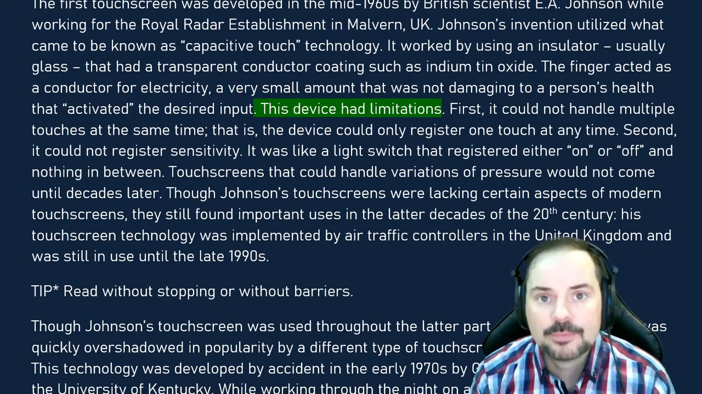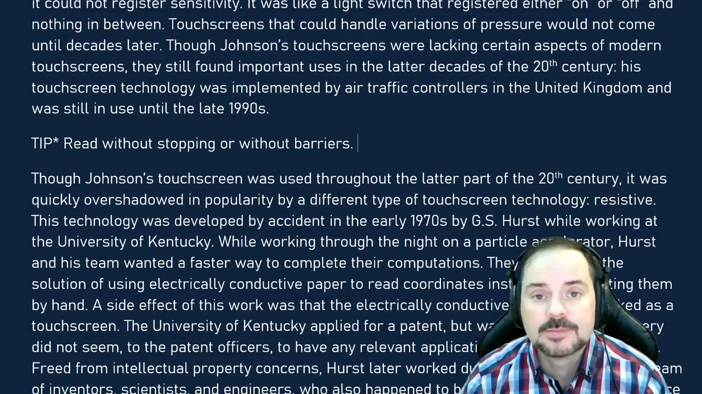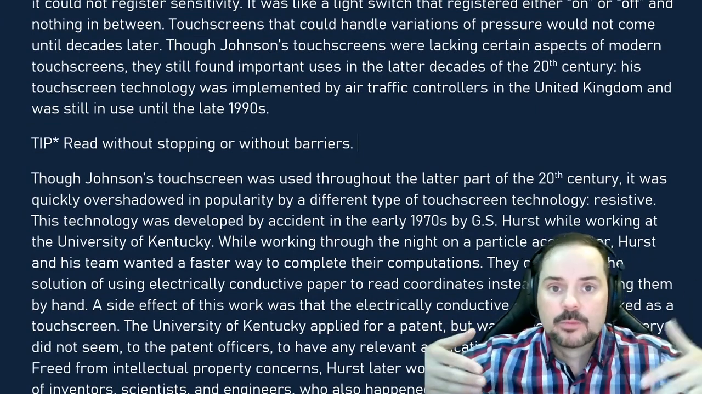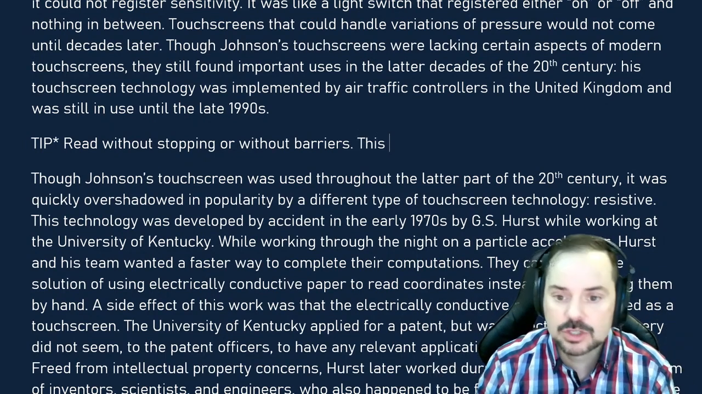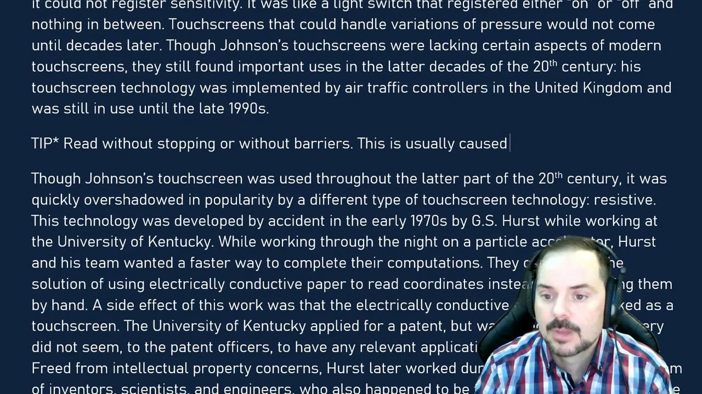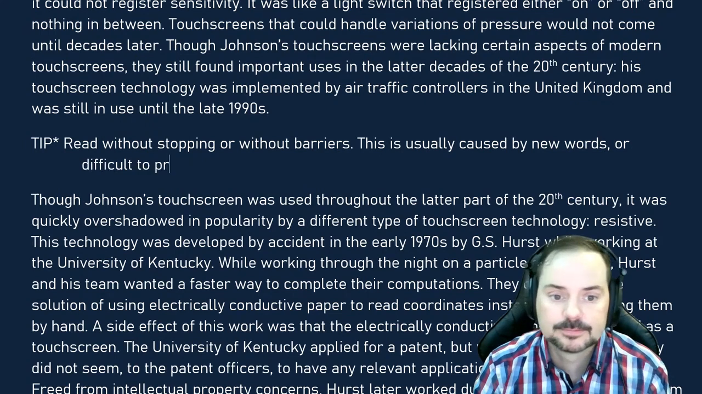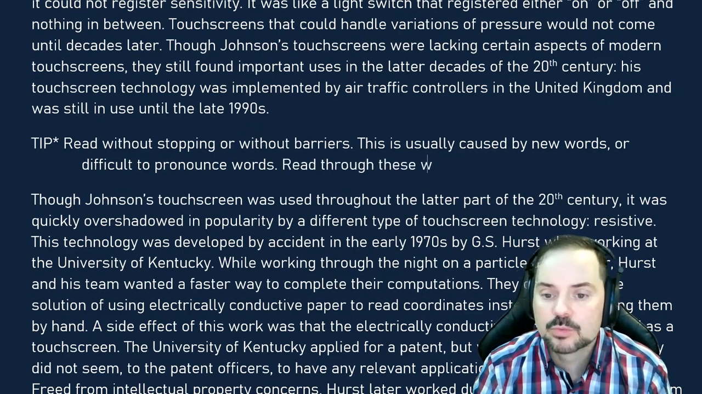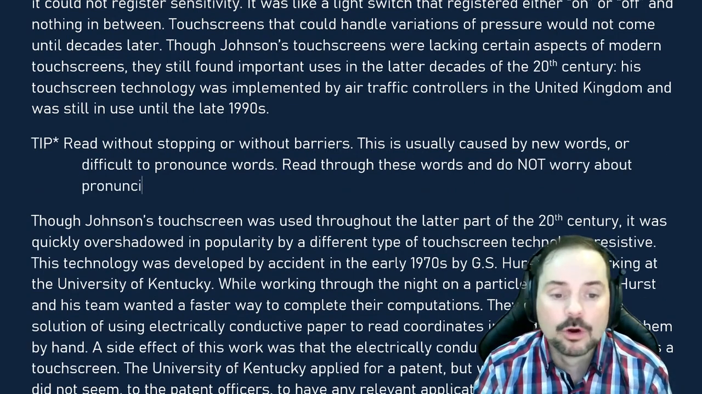Now, the most common reason why candidates get stuck is because they come across new words or words that they can't pronounce. And we can trip up when we're reading aloud, but we can also trip up inside of our heads as well. So this is usually caused by new words or difficult to pronounce words. The trick is to read through it. So read through these words and do not worry about pronunciation or meaning.